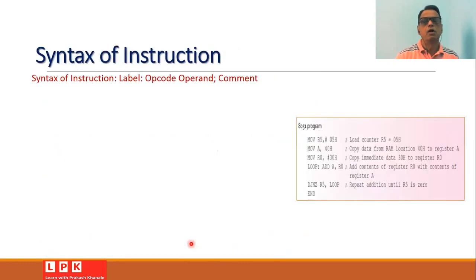Now let us understand how the instructions are written in the assembly language program for the microcontroller 8051. The syntax of writing the instruction is like this. Initially, you need to write the label followed by a colon. Label is an optional thing, but if you want to, you can write it. Then there is an opcode followed by an operand, and then there is a semicolon, and after the semicolon you can write some comment.